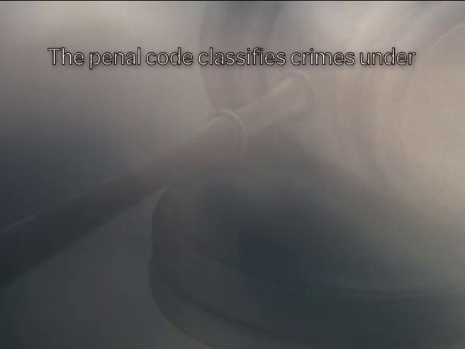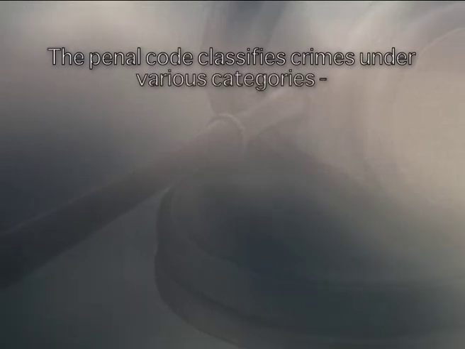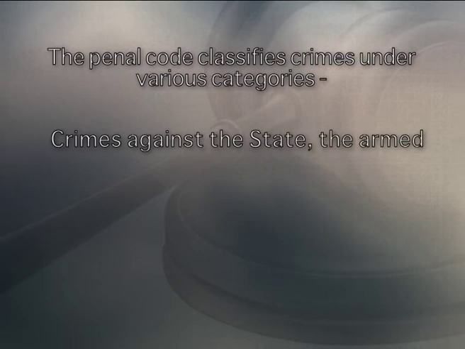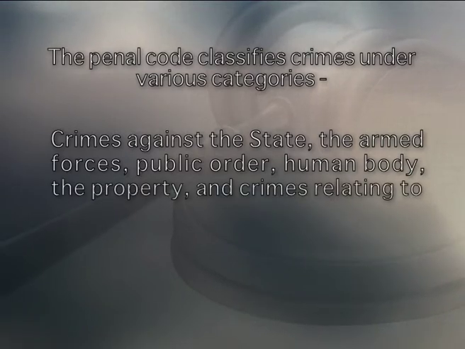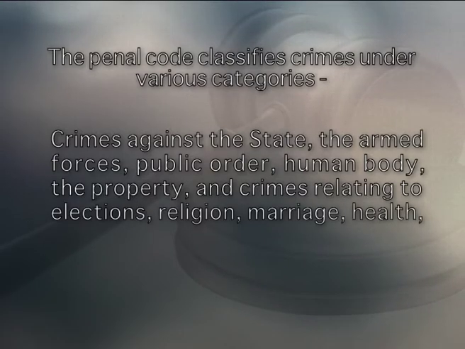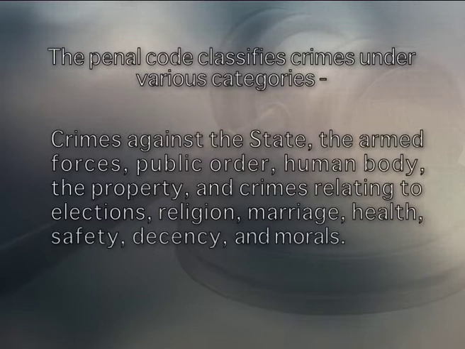The penal code classifies crimes under various categories. Now, what are these categories? They are crime against the state, the armed forces, public order, human body, the property, and crimes relating to elections, religion, marriage, health, safety, decency and morals.